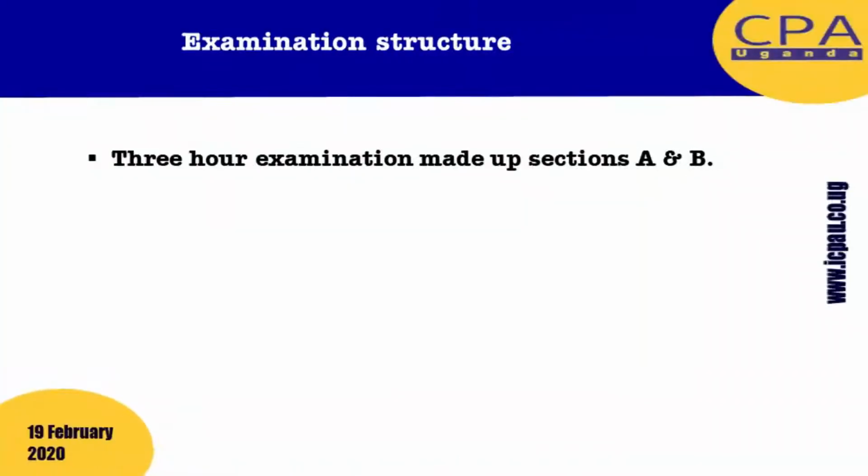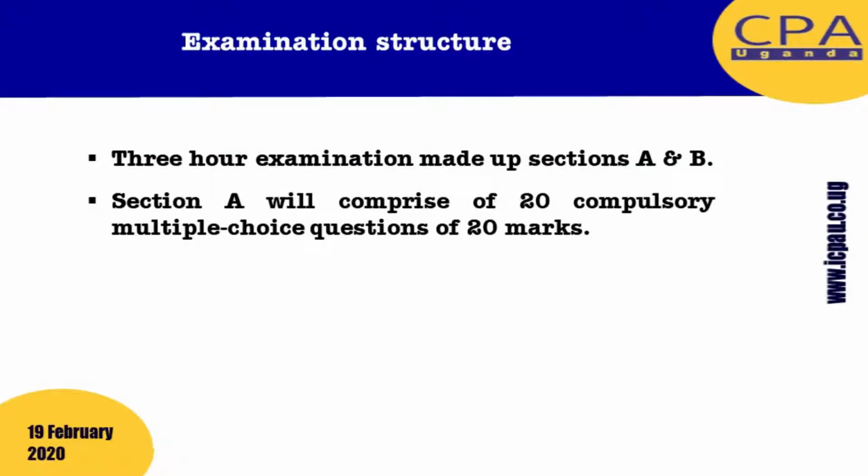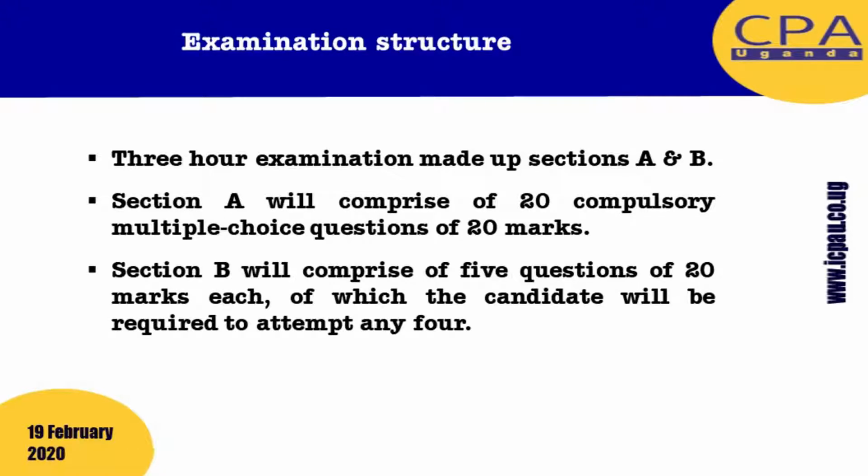This exam is made up of Section A and Section B. Section A is composed of 20 multiple choice questions, objectives, and then Section B has 5 questions, you choose 4. So the entire paper, the total marks add up to 100.